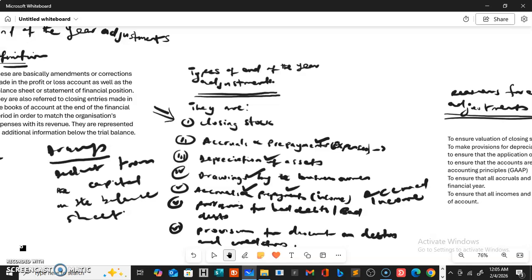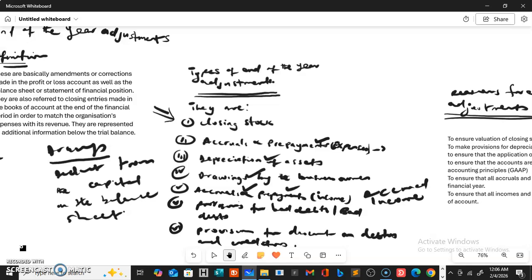So in the case of provision for bad debts, or bad debts, we know that bad debt is an expense. So bad debt is seen as an expense in the account. So we're going to recognize bad debt in the income statement as an expense, and we're going to take that from the debtors. So what we do is to write them off from the profit and loss account, and then take it away from the debtors in the balance sheet.